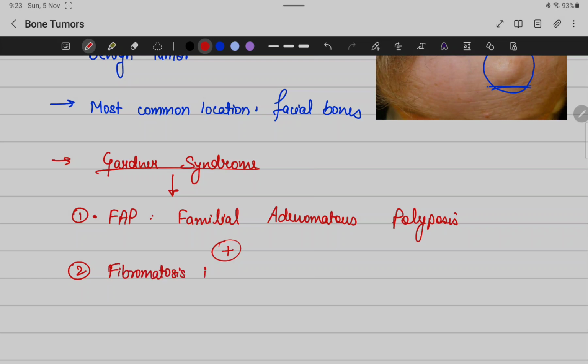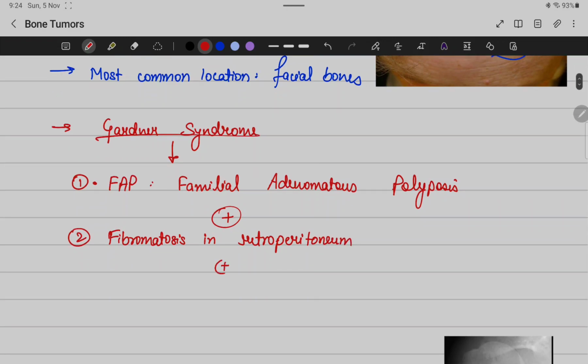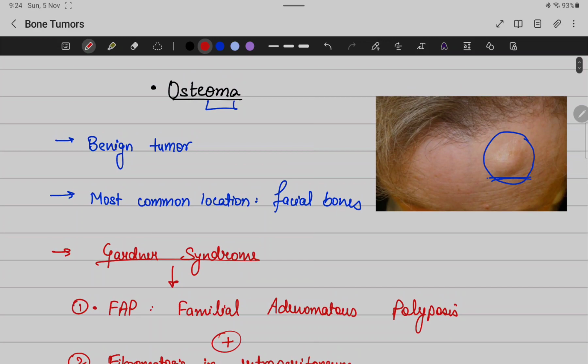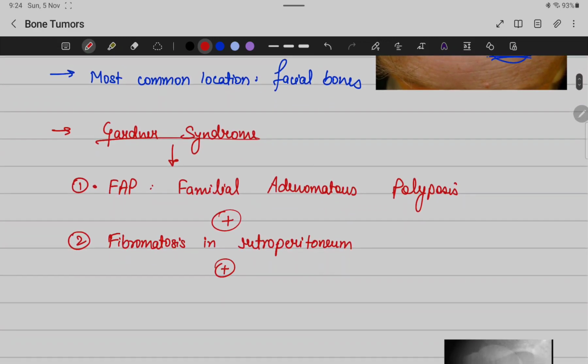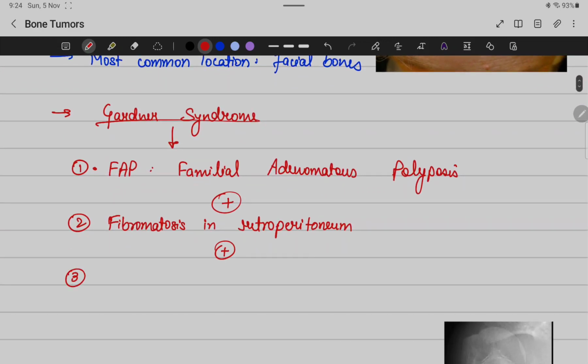in retroperitoneum. And what is fibromatosis? It is a non-neoplastic proliferation of fibroblasts. It locally destroys the tissue where it is growing. So fibromatosis in retroperitoneum. And then lastly, the tumor we're discussing right now, osteomas of facial bones. Third thing is osteoma of facial bones.